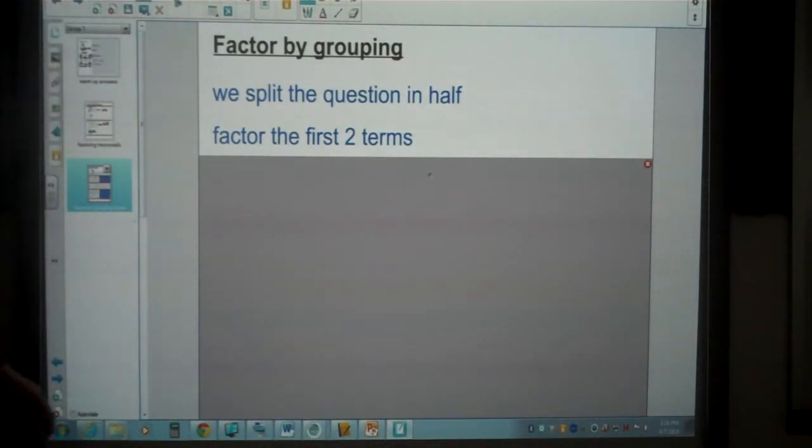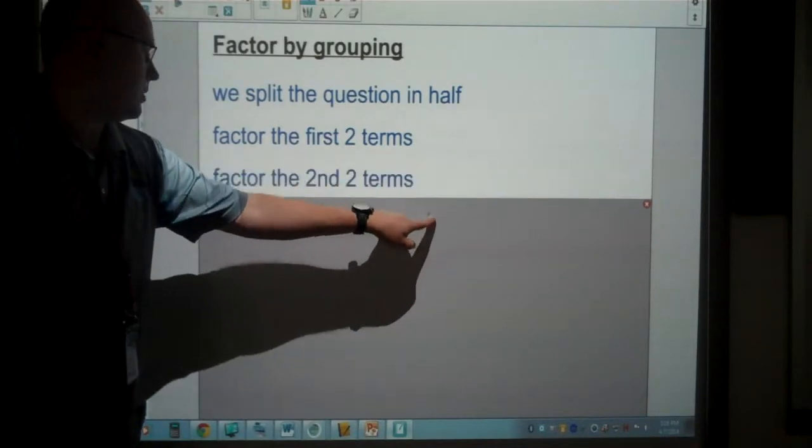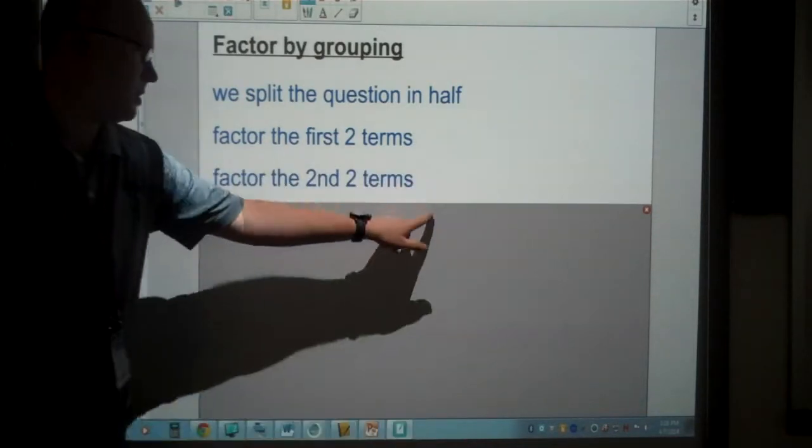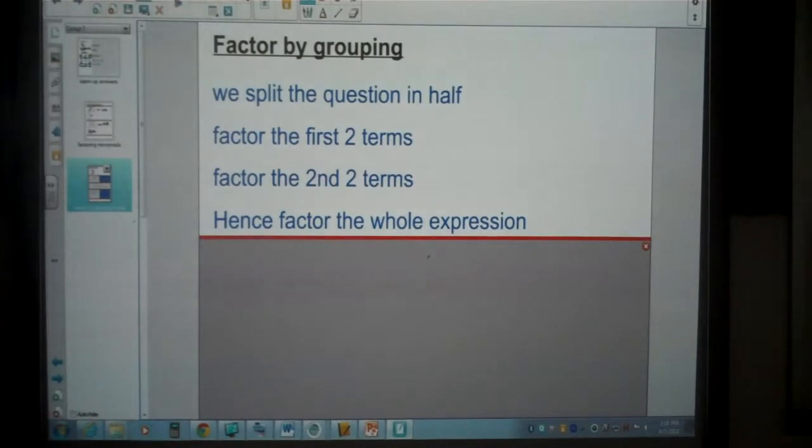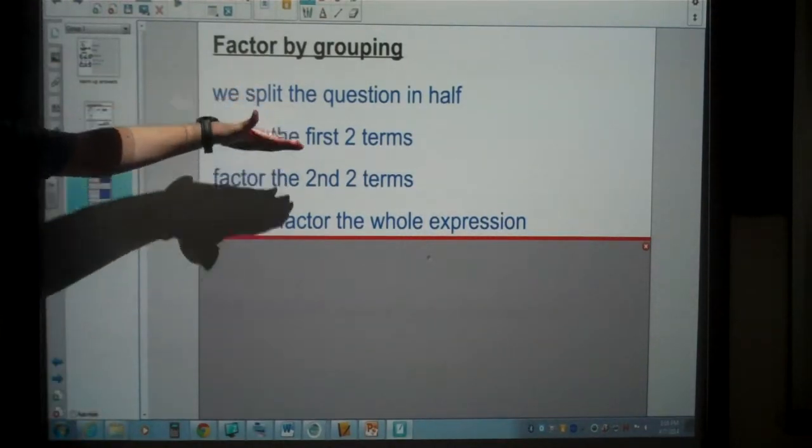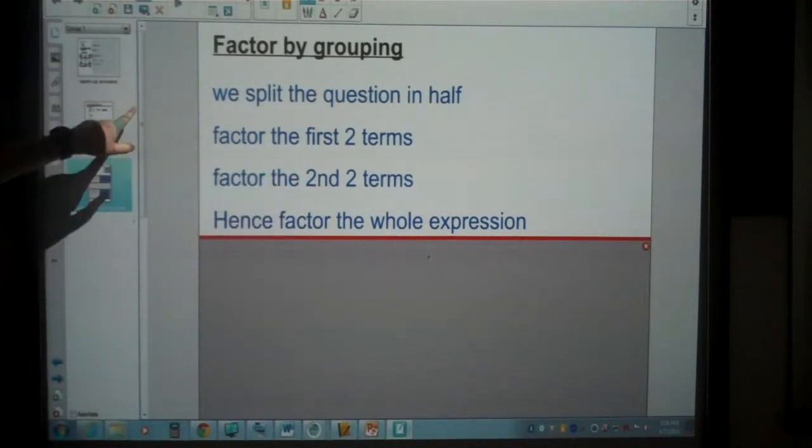And we're going to factor the first 2 terms, really using the method that we just saw in the previous section. We're then going to factor the second 2 terms, and then we're going to factor the whole expression based upon that. And when we do that, this should be a common factor in here, but also in here, as you'll see when we look at the questions.